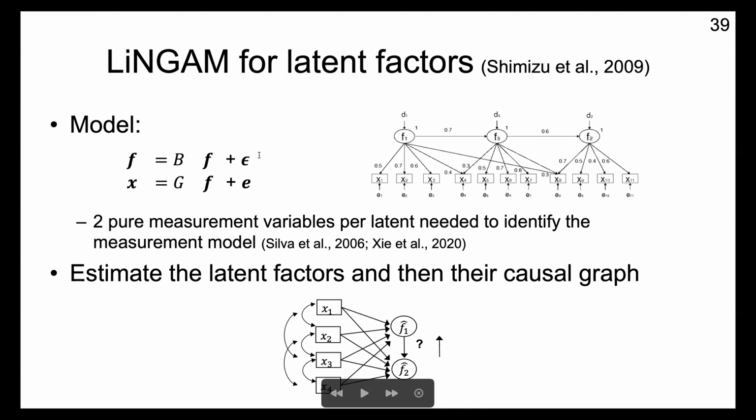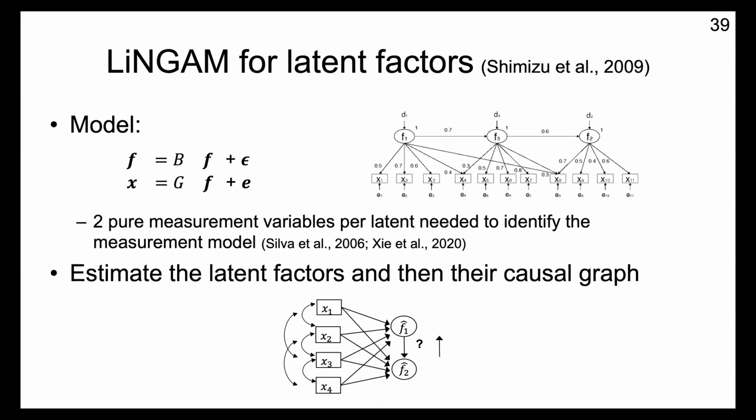Further, we assume that multiple measurement variables X measure each latent factor, like the factor analysis model. And we also assume that at least two of the measurement variables are pure measurement variables. Here, pure refers to the case where the measurement variable measures only one latent factor. Then the model is known to be identifiable.